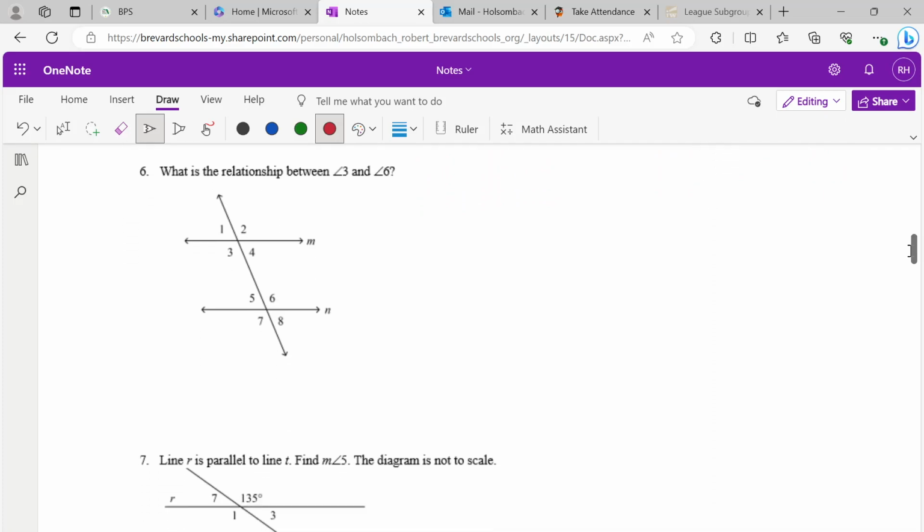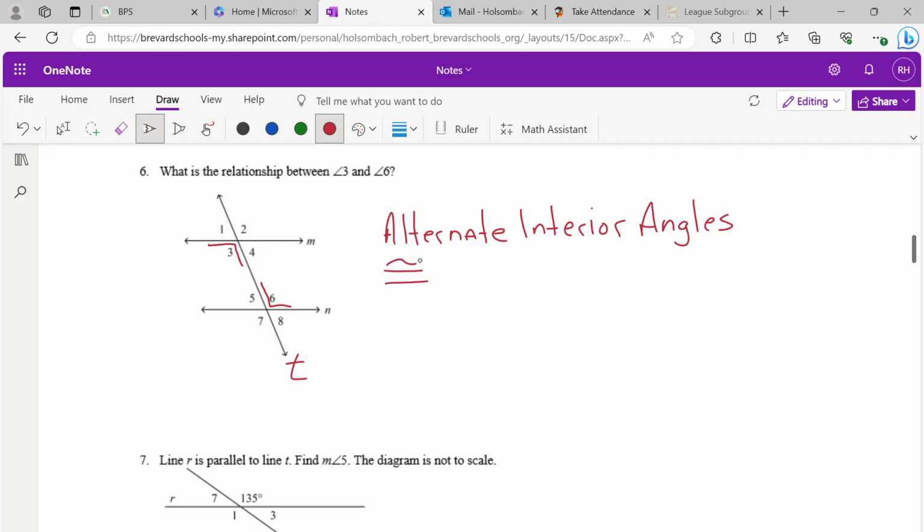All right, problem number 6. What is the relationship between angle 3 and angle 6? So here's angle 3. Here's angle 6. All right, here's our transversal. The diagonal vertical is our transversal. So angle 3 and angle 6, those are alternate interior angles. And what do we know about alternate interior angles? They're congruent.